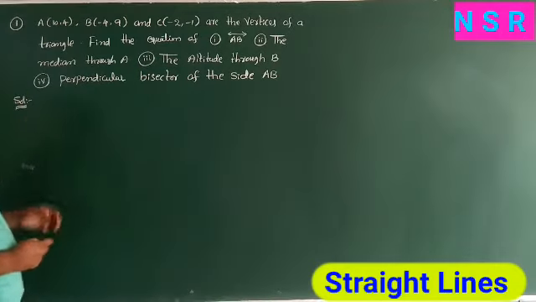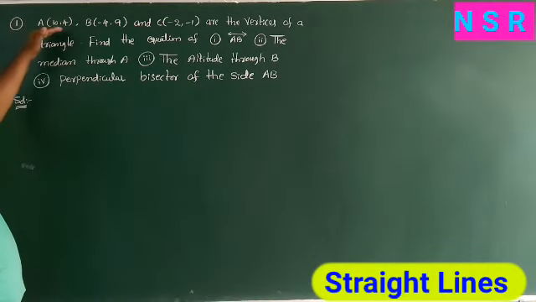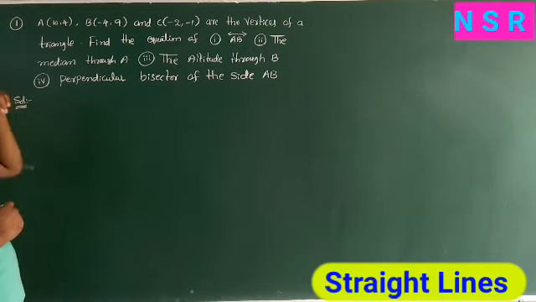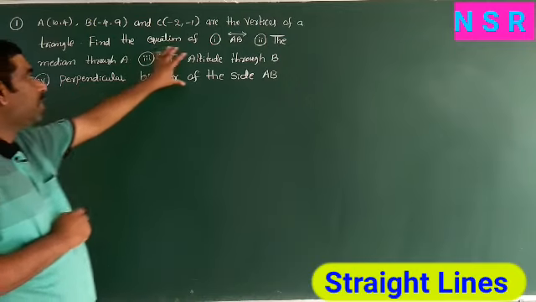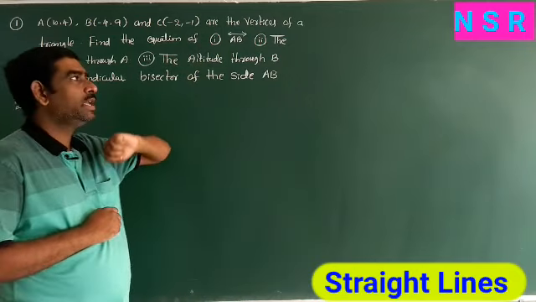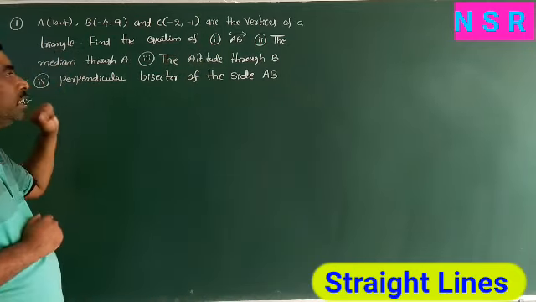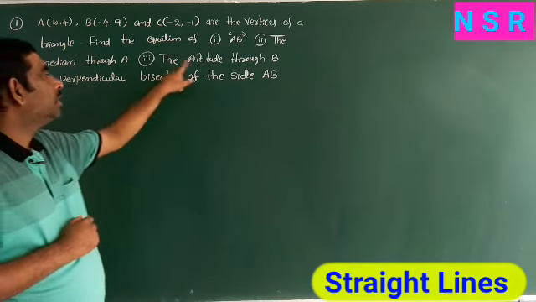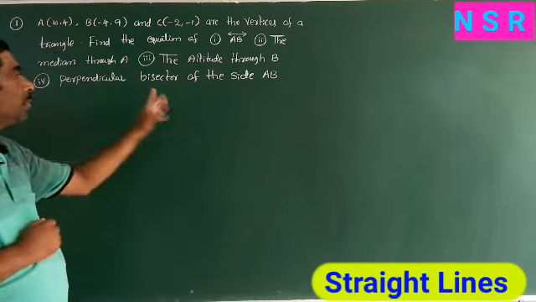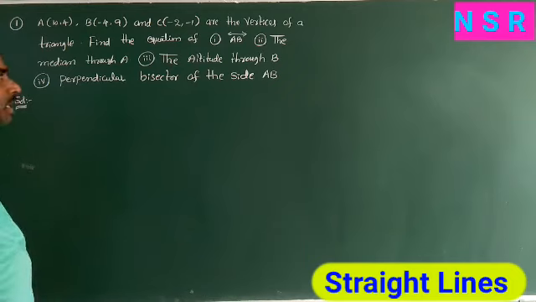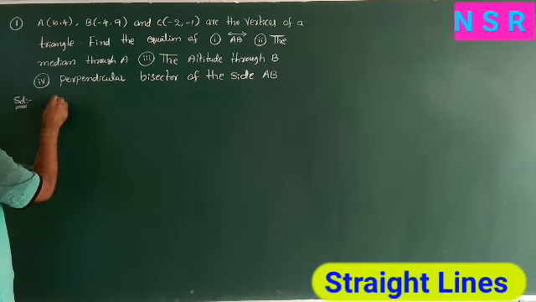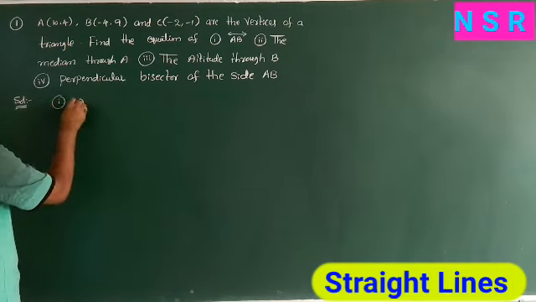So our first 4 marks question is: A(10, 4), B(-4, 9) and C(-2, -1) are the vertices of a triangle. In this question we are finding four things. First, the line AB segment, second, the median through A, third, the altitude through B, and fourth, the perpendicular bisector of the side AB. So first one is the AB line segment.